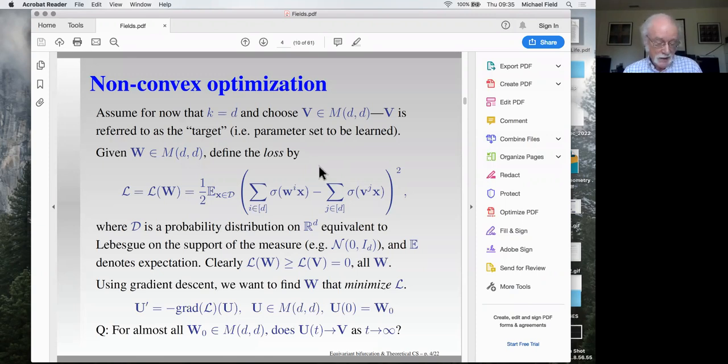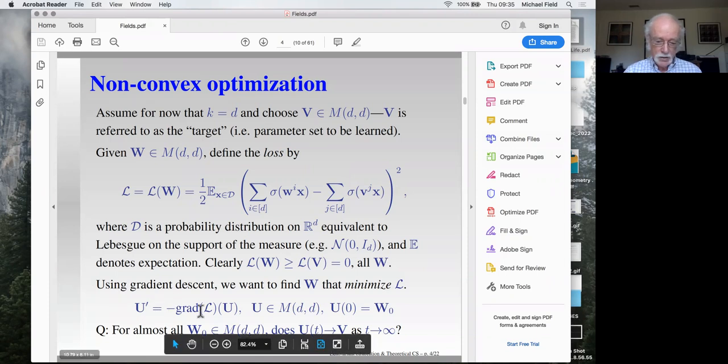Using gradient descent then, the kind of thing we want to do is to find the W that minimizes L. So as I say, this is coming from a student-teacher network, but the idea is you're going to sample the initial weights from some distribution, maybe a normal distribution. You're going to run gradient descent. And then the question is, for almost all initial conditions, does the trajectory through the initial condition for gradient descent converge to V? Well, the answer here is no, trivially.